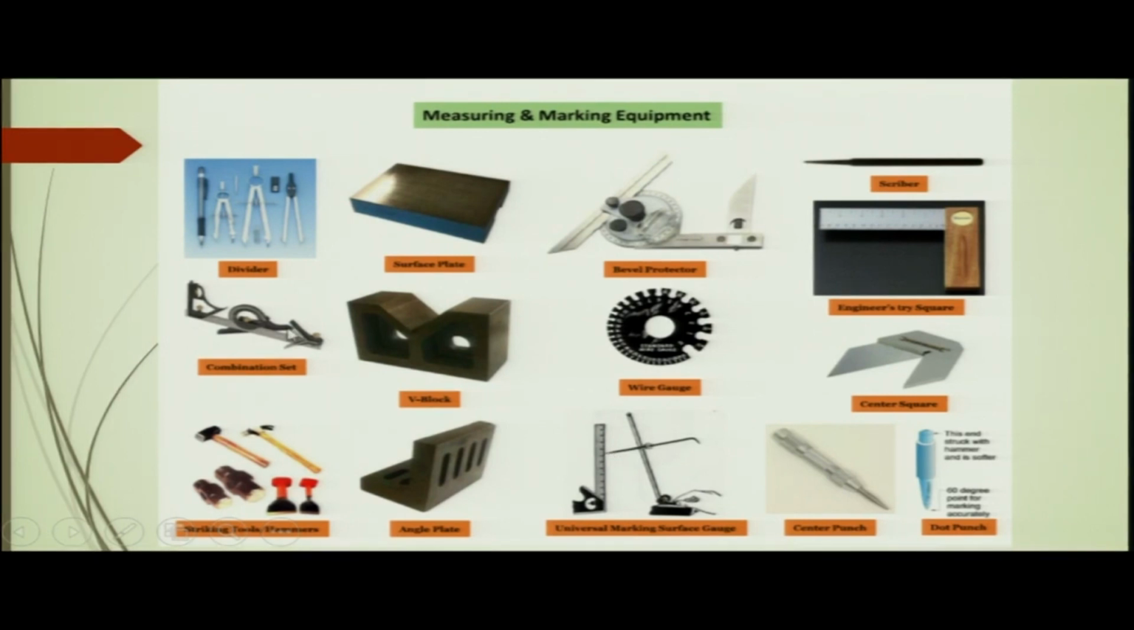Okay. Here you can see the combination set. The combination set we will show you, otherwise it will not be understood how this combination set is used. This is used for making different kinds of measurements, that is why it is called the combination. Here you can see the striking tools, and these are the hammers. These are normal hammers, and these are very popularly used in households also.